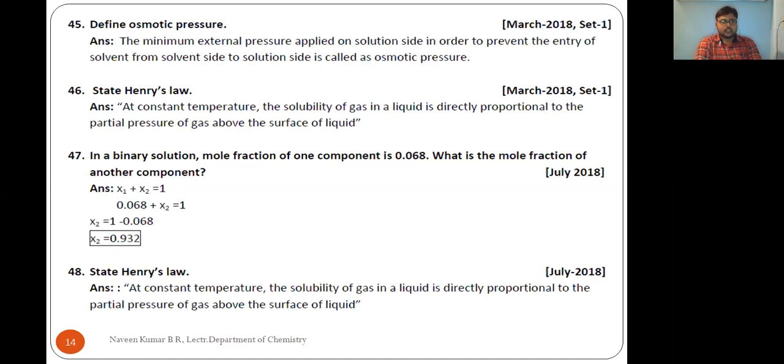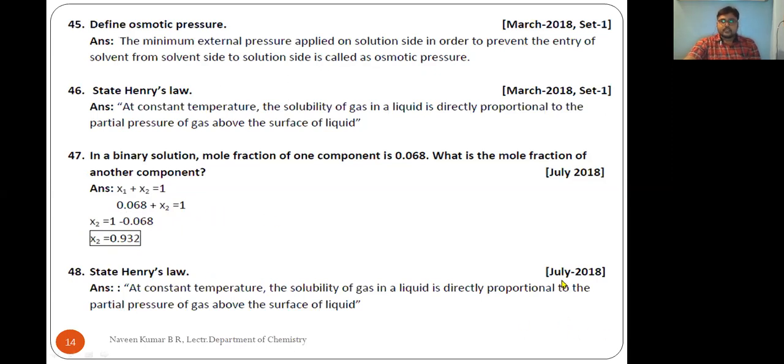Question number 47. In a binary solution, mole fraction of one component is 0.068. What is the mole fraction of another component? I think we have taken this in solving the numerical problems. We know that the sum of mole fractions of all components in the solution is always equal to 1. Here one mole fraction is given, and the other we have to calculate. By substituting the value and a simple rearrangement, the answer is 0.932. Hope the solution is clear.